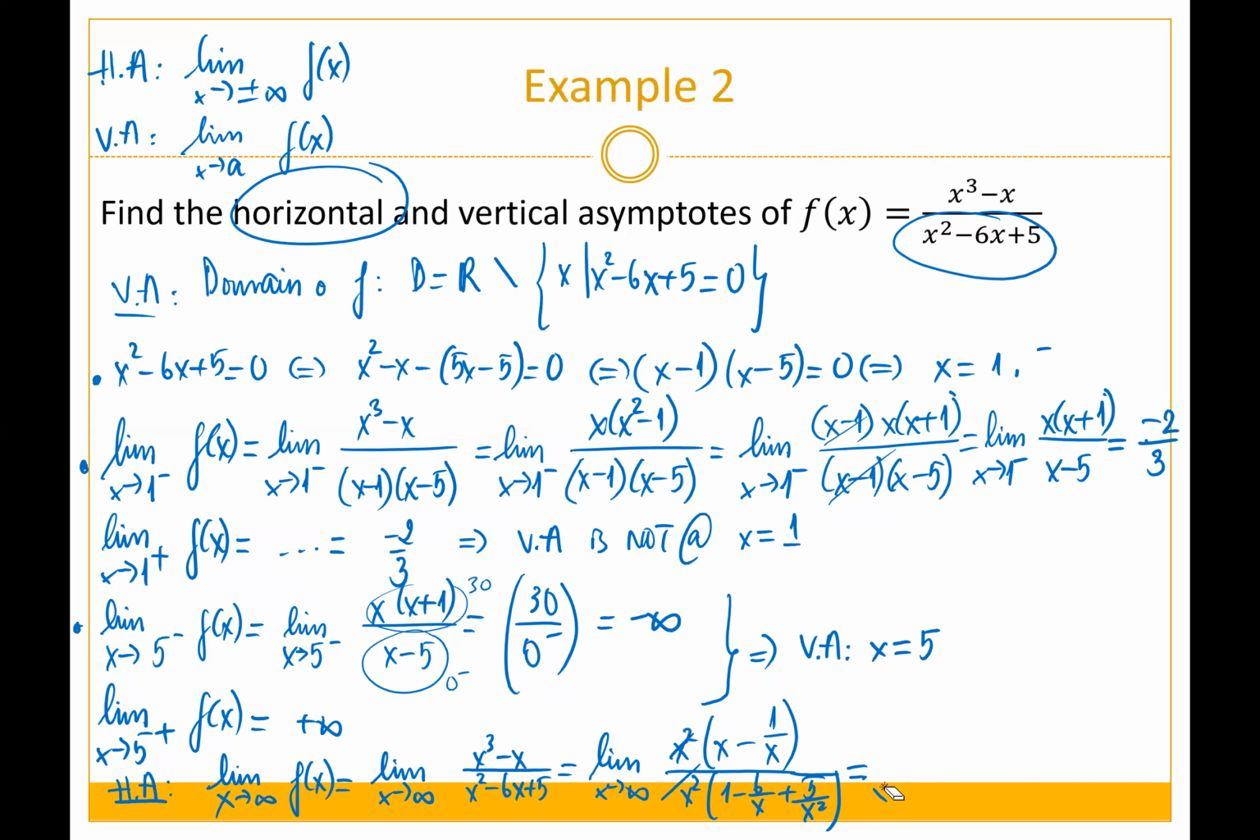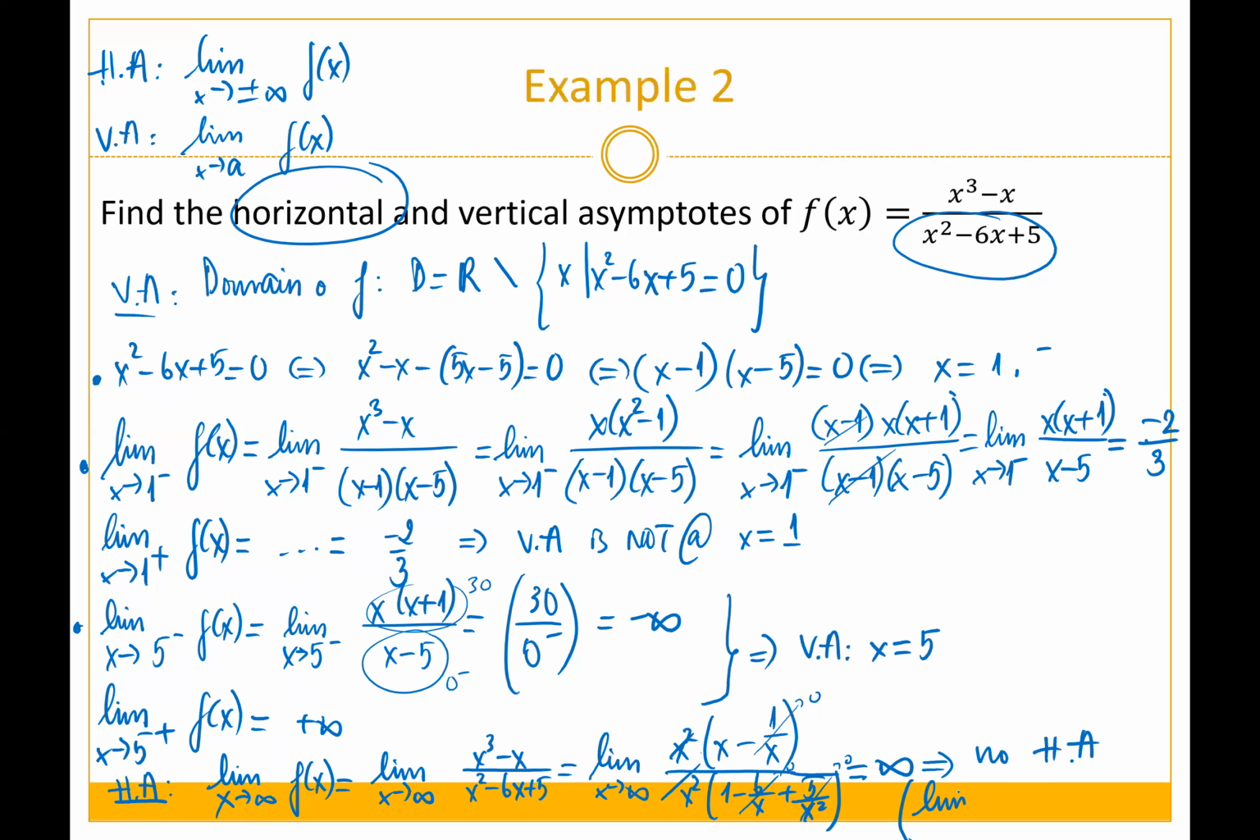Now if you look at it, you have infinity in the numerator, and the terms in the denominator approach 0, 0, and 1. Infinity over 1, what do you have? This is infinity. And if you do the same for negative infinity, you get negative infinity as well. So our answer is no horizontal asymptote.